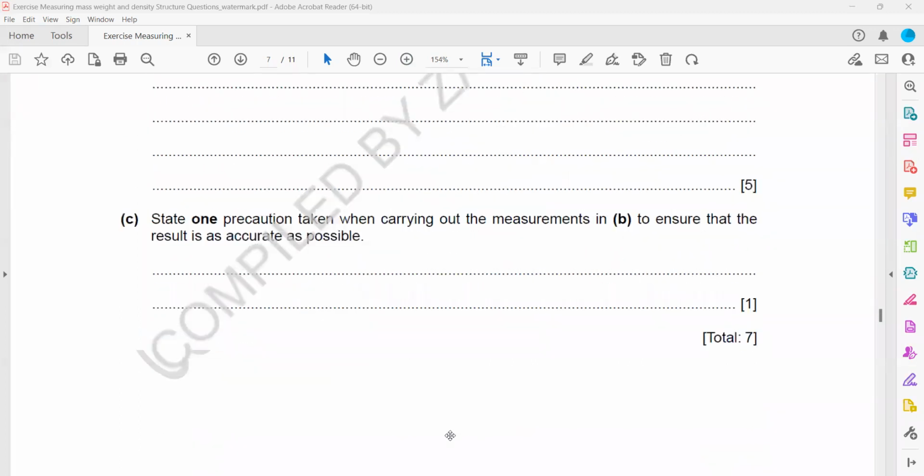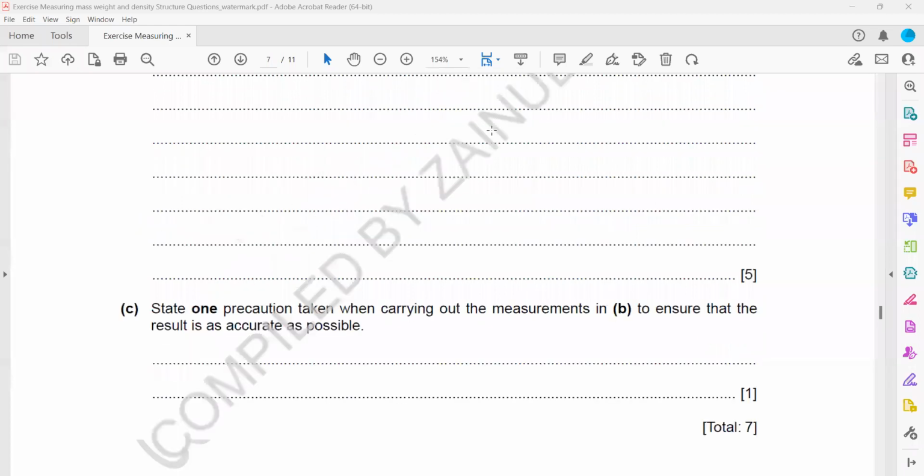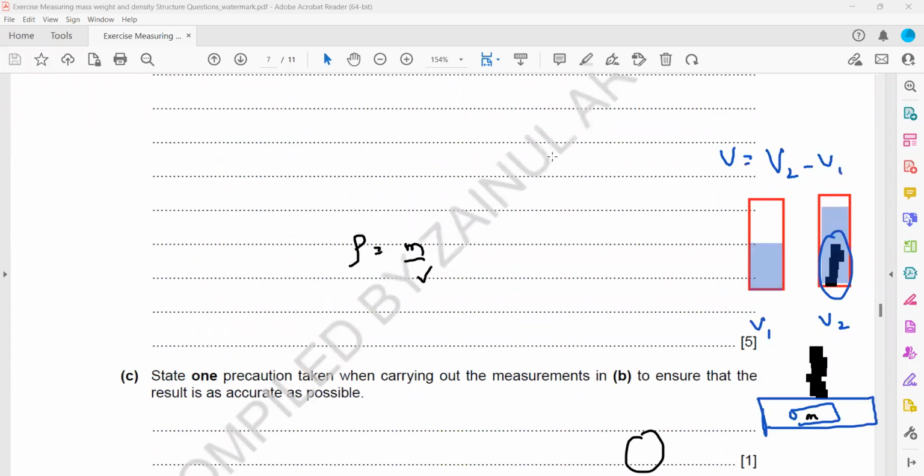State one precaution that, when carrying out the measurement, ensures the results are accurate. So what precautions should we take whenever we are doing this experiment? First, we should always look for the bottom of the meniscus. When we are reading the scale, we always look perpendicular and look for the bottom of the meniscus. Also, avoid splashing when adding the coins.